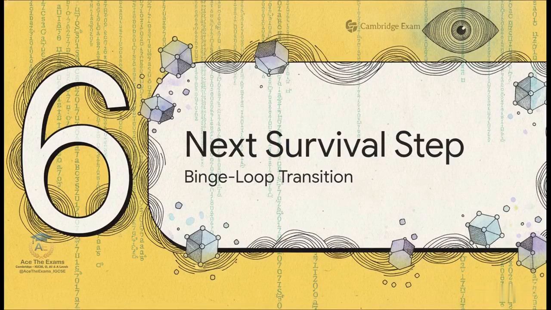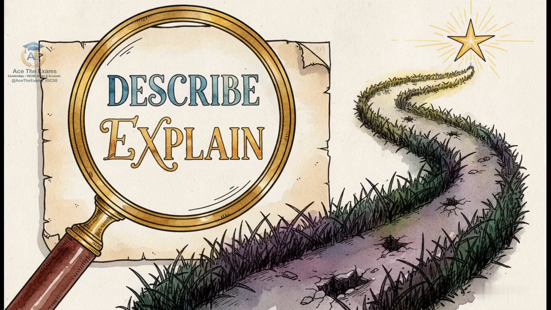Section 6. Next exam survival step. The binge loop transition. Okay, we've successfully built your 1-minute rescue kit for the physics concepts, but the matrix code of the Cambridge exam has one final, very dangerous trap waiting for you. Here is the exact curiosity gap we're left with. You now have this perfect physics framework, right? But what happens if you misread the examiner's specific command words?